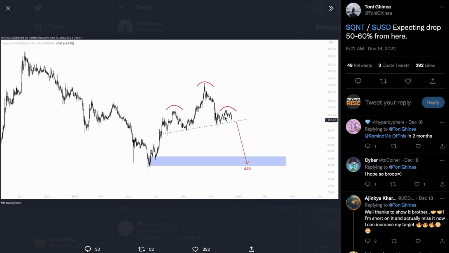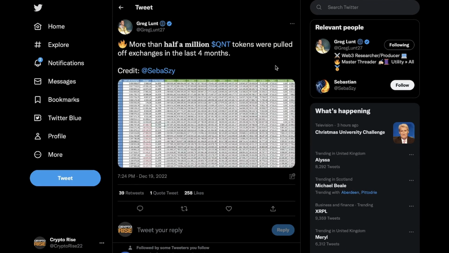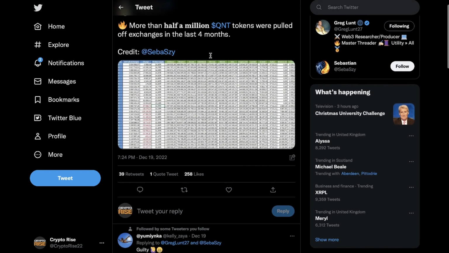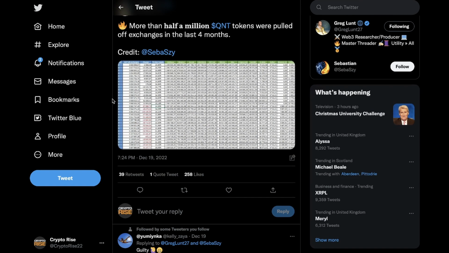We're going to take that opportunity, buy the coins, and literally stock up on as much Quant as we want. And a good example of people interested in the project itself and literally putting a foot down is, look, Greg Lunt did a tweet saying that more than 500,000 Quant tokens were pulled off exchanges in the last 4 months. This literally only means that people are taking all their Quant off exchanges, keeping it in a safe place like a ledger.